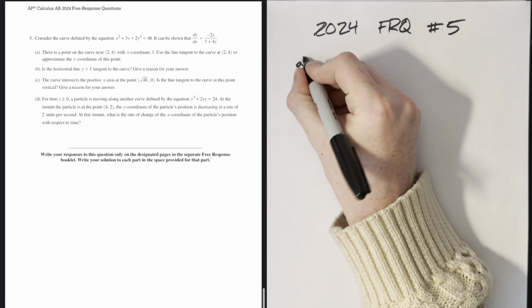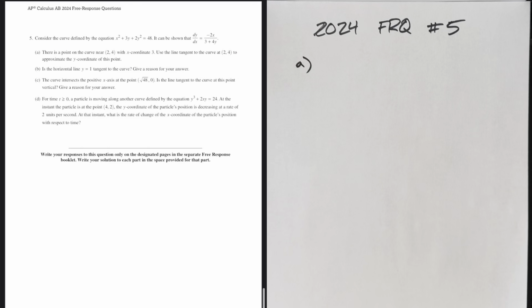But we can look at part A. Part A says there's a point on the curve near (2, 4) with x coordinate of 3. And it says use the tangent to the curve at (2, 4) to approximate the y coordinate of this point. So we have the curve, right? If we wanted to find the y value, I could just plug in x equals 3 and solve for y, and that would give us the exact value. But they're asking us to approximate using a tangent line approximation. So let's find the tangent line.